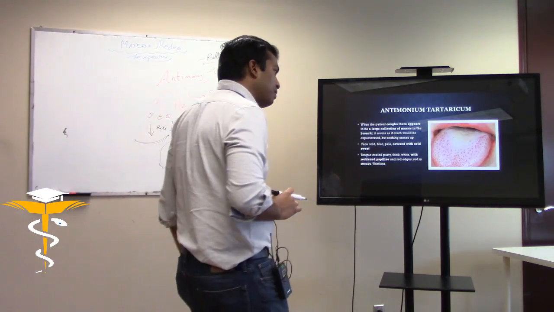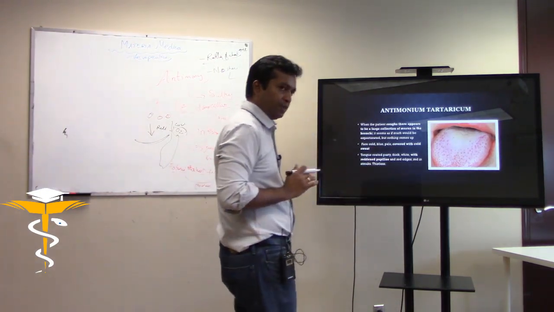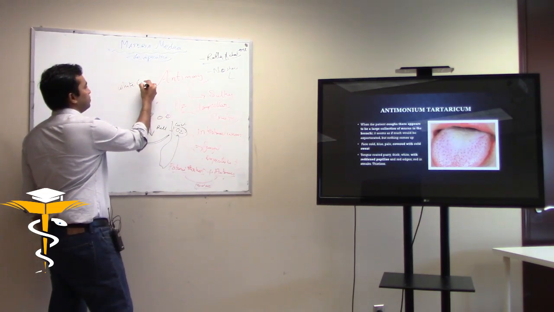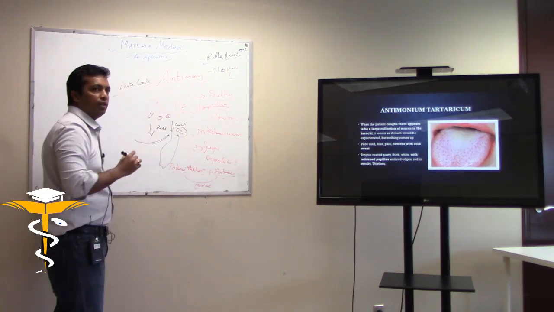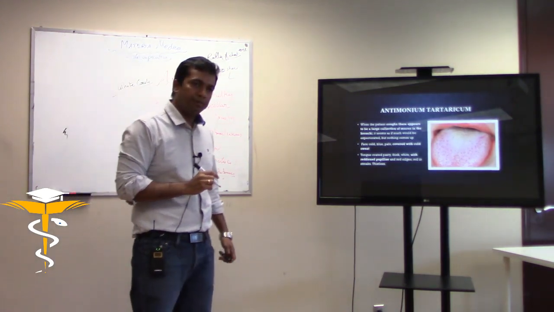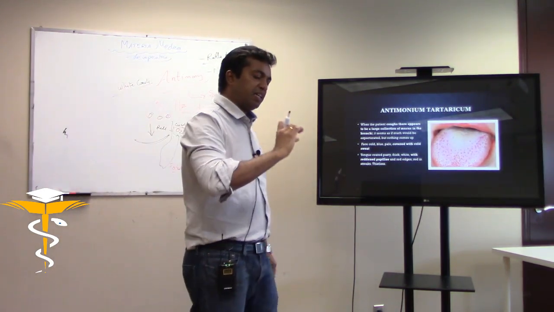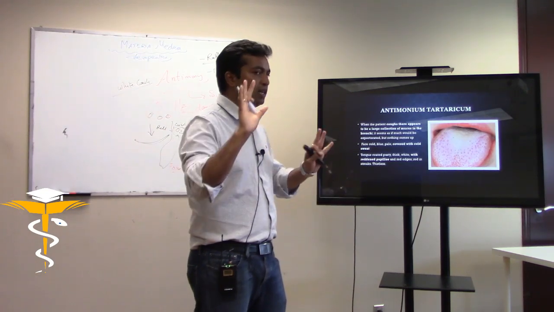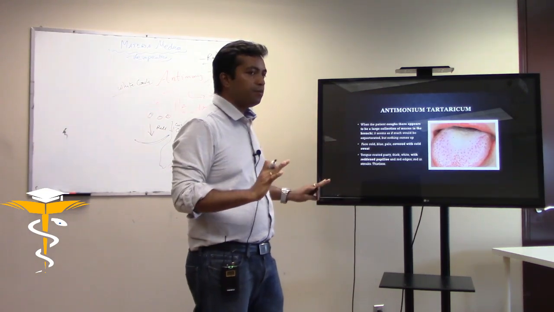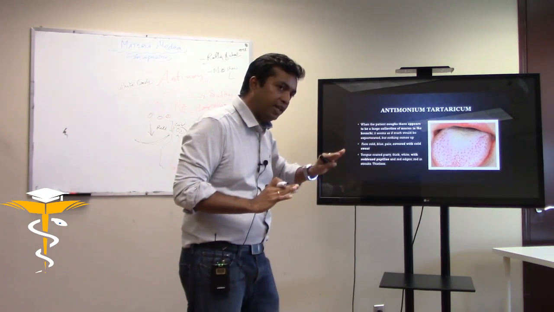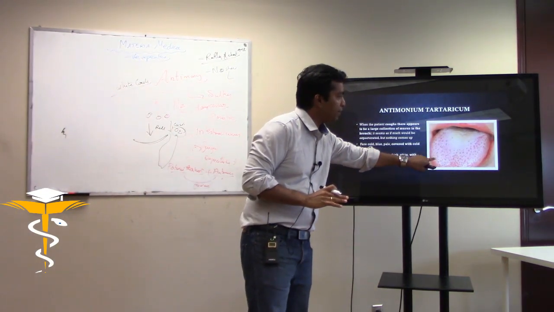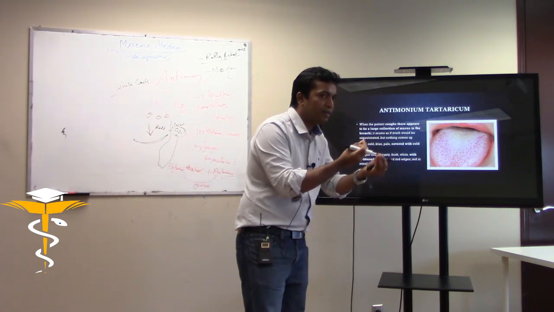Next, very common thing in most of the antimonium group is white coating of the tongue. Let's compare this with antimonium crudum. Antimonium crudum, thick, leathery, white coating of the tongue in the morning, always. That is antimonium crudum. Antimonium tartaricum, white coating with red papillae. You see those red papillae? That will be jutting out like that.